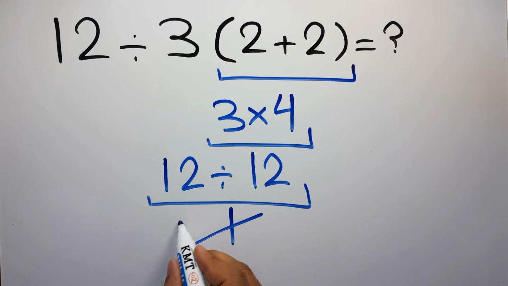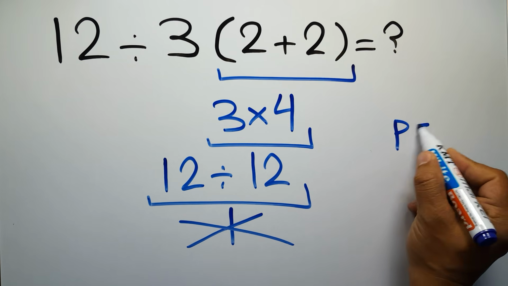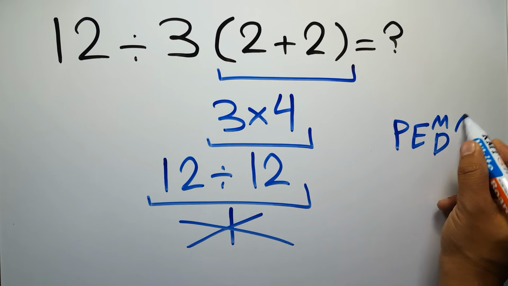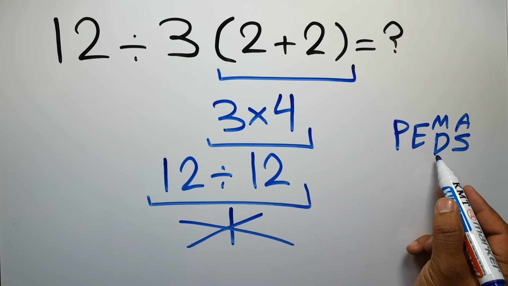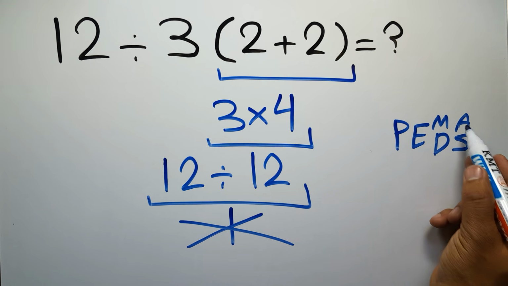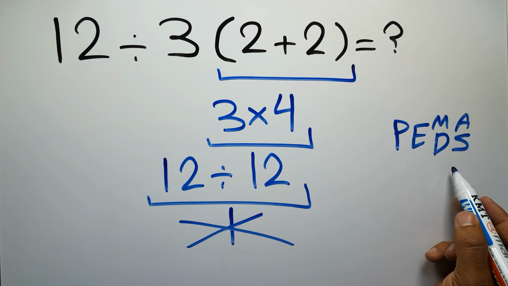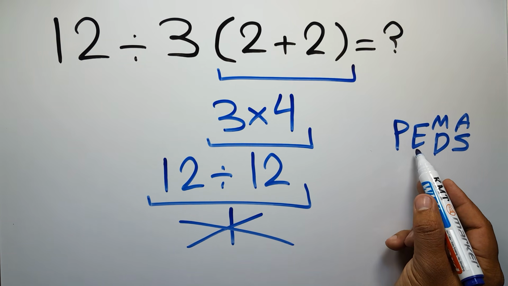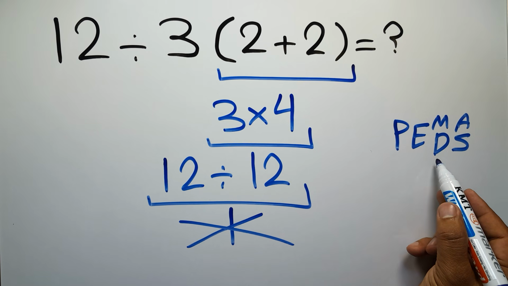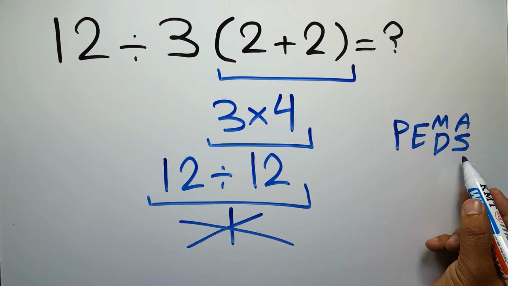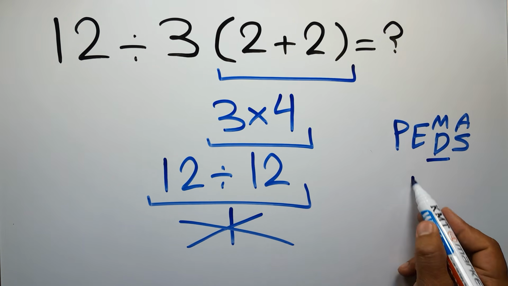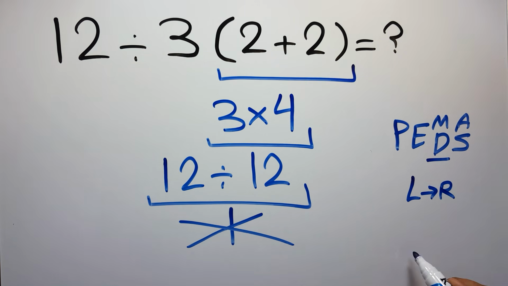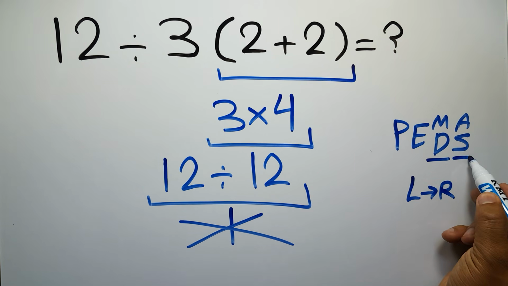But this answer is not correct because according to the order of operations, which is PEMDAS, P stands for parentheses, E stands for exponents, M and D stand for multiplication and division, and A and S stand for addition and subtraction. First, we have to do parentheses, then exponents, then multiplication or division, and finally addition or subtraction. Remember that multiplication and division have equal priority and we have to work from left to right. And the same applies to addition and subtraction.